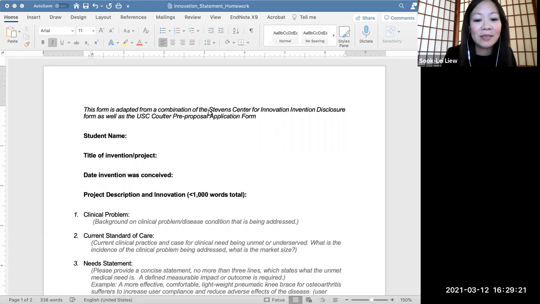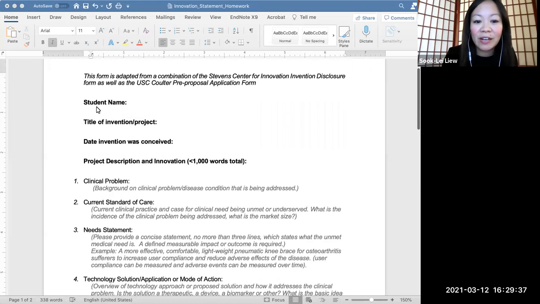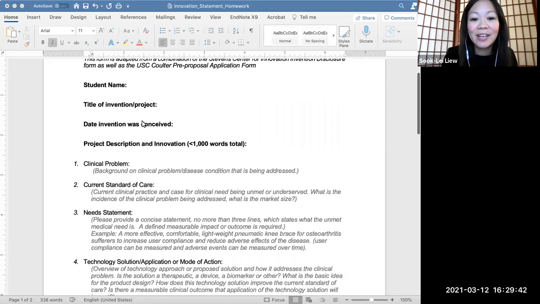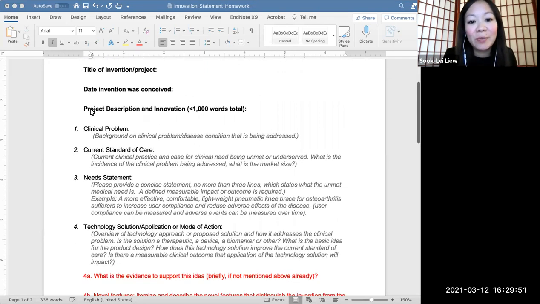And then I also added some elements from the USC Coulter pre-proposal application form. This is kind of a pilot funding grant for faculty, but I liked it because it gives you a little bit more structure in terms of what the project description should be. Just briefly, it'll have your name, the title of your project, the date the invention was conceived. This could be today, or it could be sometime in the past if you've been thinking about this idea for a while. Then you'll have the project description and innovation components.